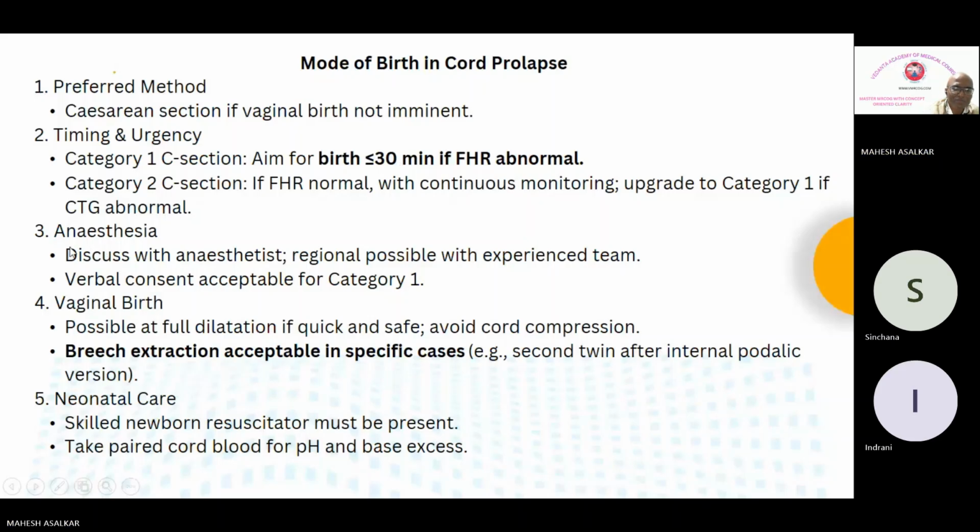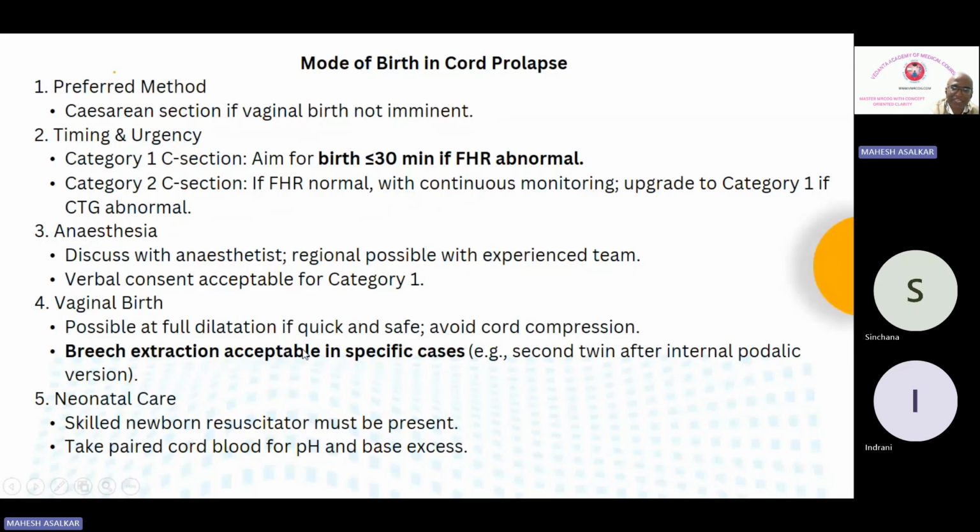Okay. Now, anesthesia. Discuss with the anesthetist. If possible, regional with the experienced team, and verbal consent is acceptable for category 1. Remember, what type of consent here? If it is that severe emergency, then even the verbal consent is acceptable. You have to document the things, what was the situation. Okay. Then vaginal birth. It is possible when this patient is fully dilated, delivery is quick and safe, and avoid the cord compression.